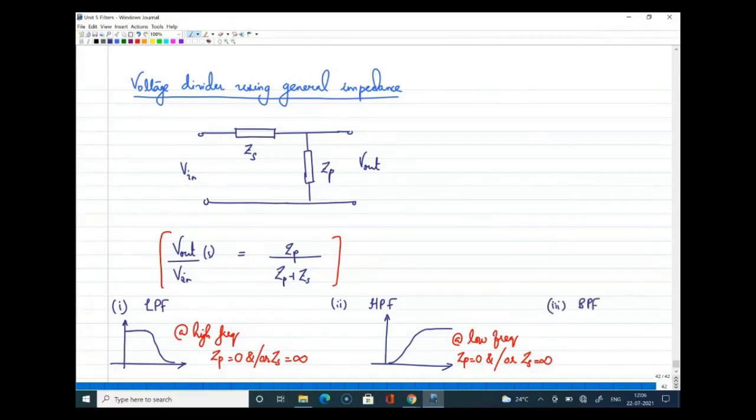Band pass filter. We know the response we are expecting from a band pass filter of this kind. That means if you want to get a band pass filter response, then the Zp value should be equal to 0 at low frequency, right? And Zp value should be equal to 0 at high frequency also, right? So the condition I need here is at low and high frequency, your Zp should be equal to 0.